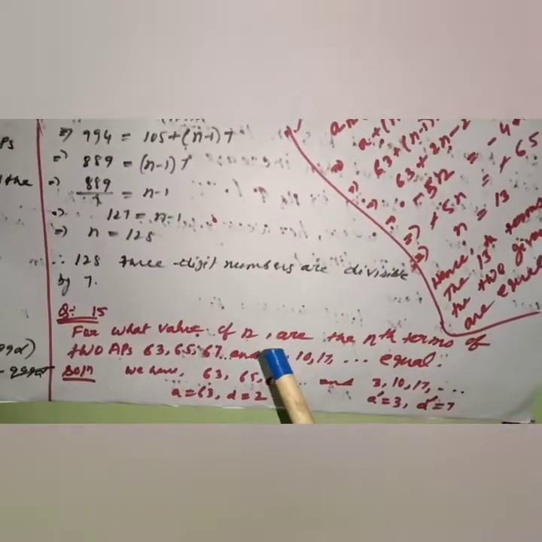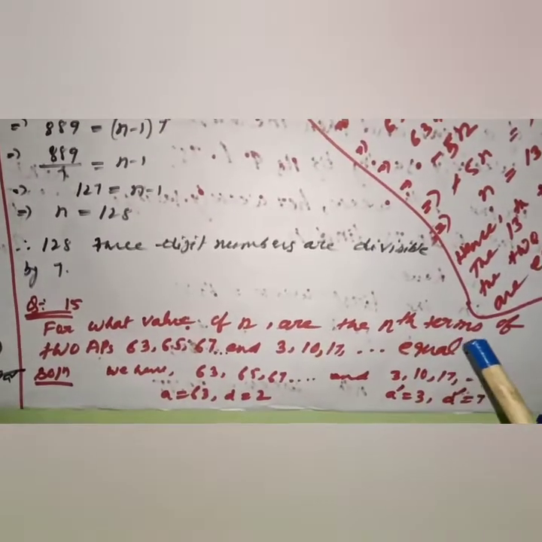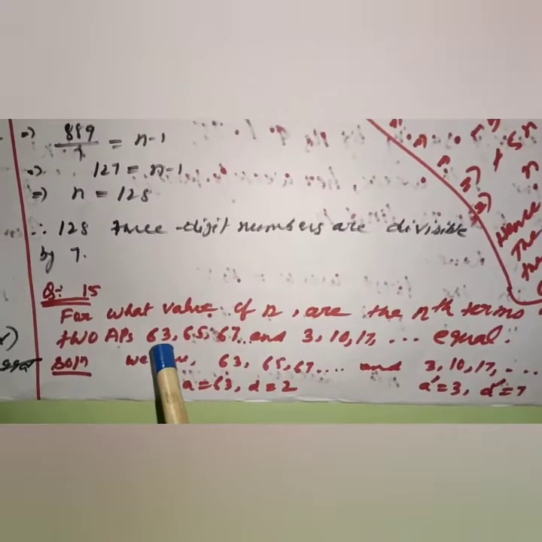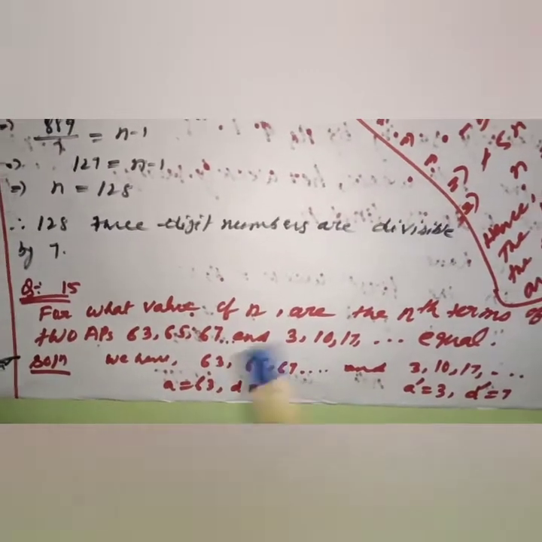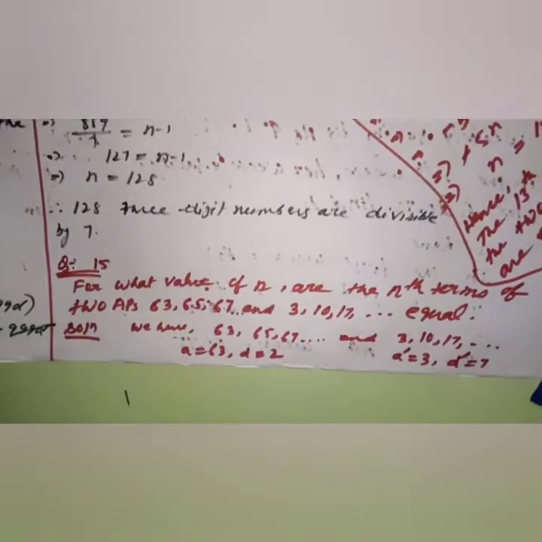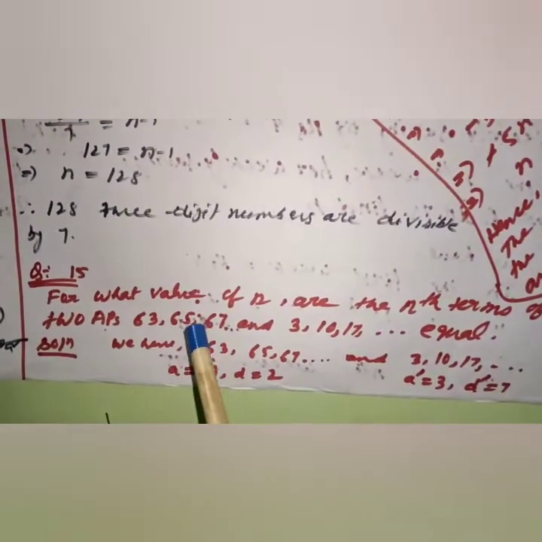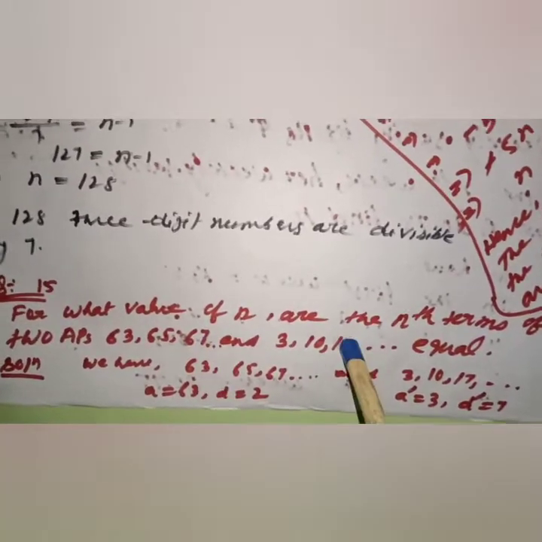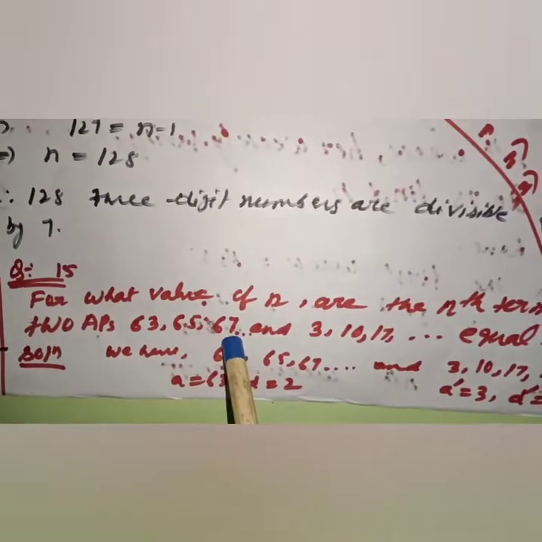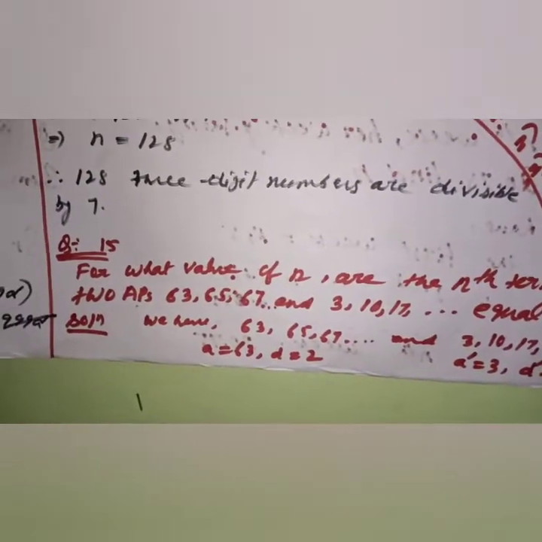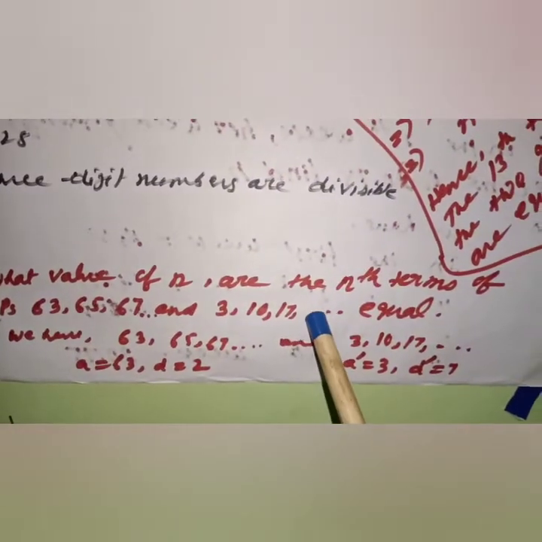Question number 50. For what values of N are the N terms of 2 APs equal? See, here there are 2 APs. One AP is 63, 65, 67, and so on, and another AP is 3, 10, 17, and so on. Try to understand the question. They have given up to the third term in each. It has terms like the 5th term or 6th term or 7th term or 9th term or 16th term, and so on.